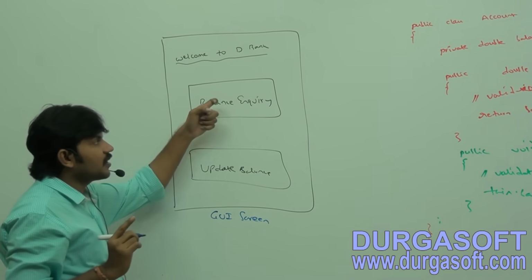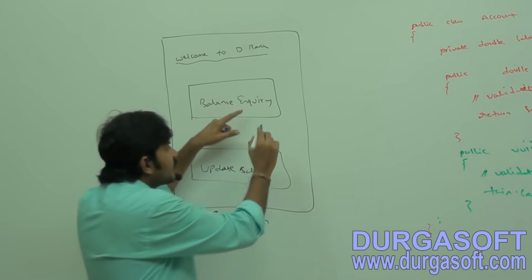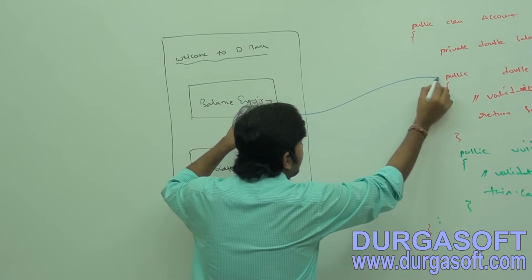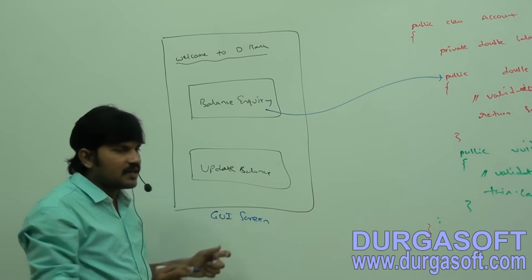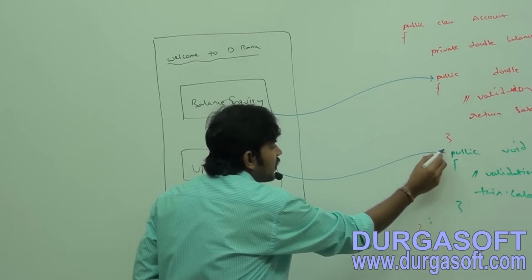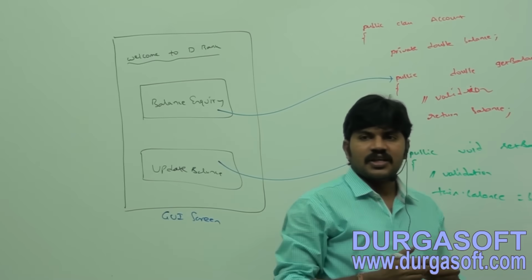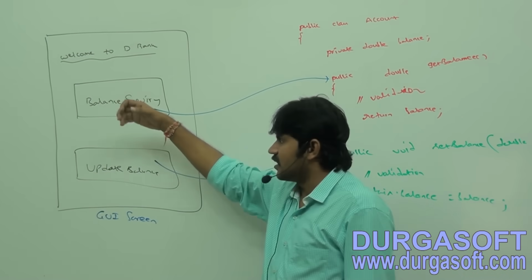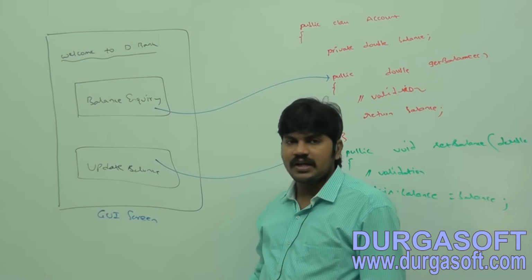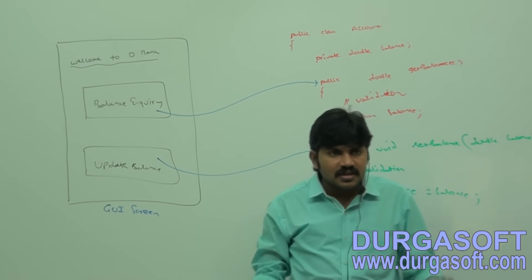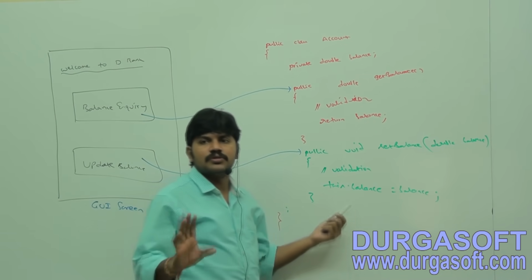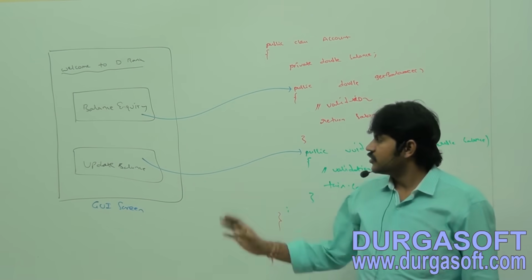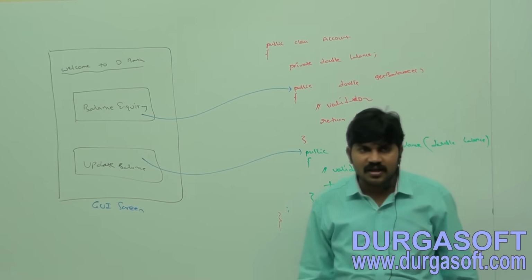If the end user clicks balance inquiry, internally the getBalance method is going to execute. If the end user calls update balance, internally the setBalance method is going to execute. The end user's role is just to click balance inquiry; internally which logic is implemented, or in which language, the end user doesn't know. So can I achieve abstraction or not?